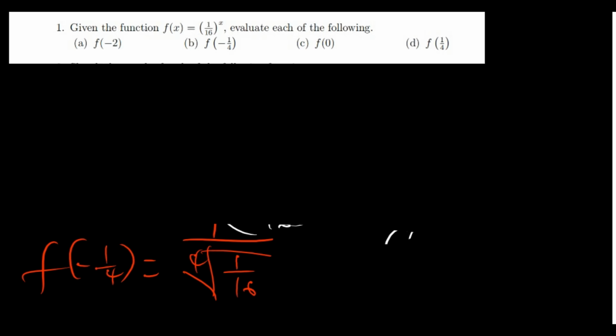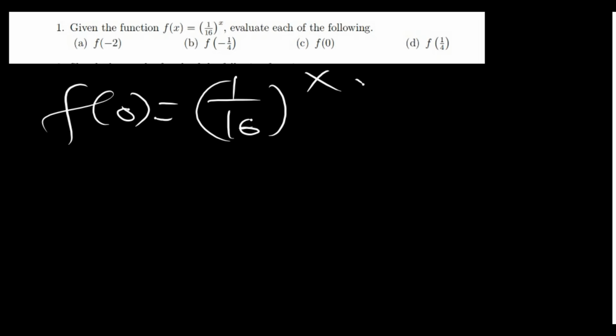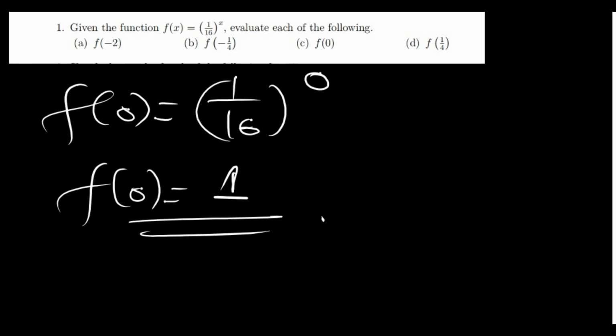Part C, they want us to find f of 0. So f of 0, where there is x, we put 0. If I put 0 here, I can see that any number to the power 0 is 1. So my overall answer is going to be 1 for part C. Now let's go to part D.